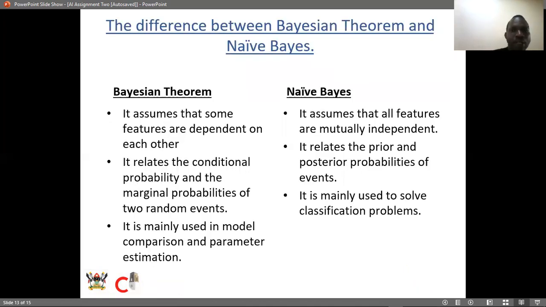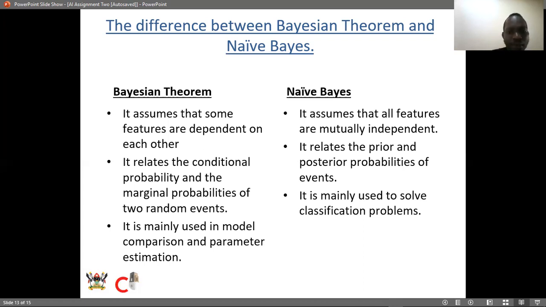So here we have the differences between the Bayesian theorem and the naive Bayes. The Bayesian theorem assumes that some features are dependent on each other, while the naive Bayes assumes that all features are mutually independent. Another difference is that the Bayesian theorem relates the conditional probability and marginal probability of random events, while the naive Bayes relates the prior and the posterior probabilities of events.